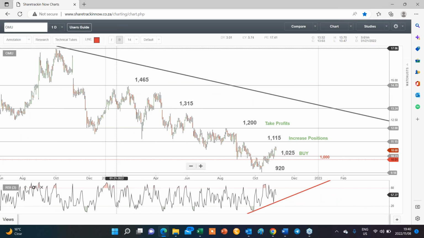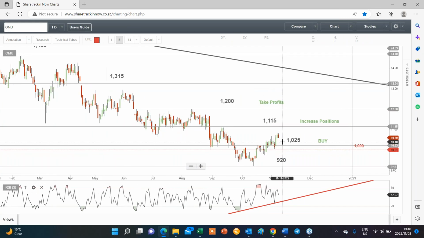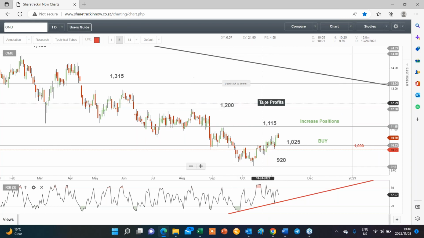Okay, and then the last one is M. That already gave us a buy signal at 10.25 with the stop loss at 10. But it's kind of pulled back. If it forms a green candle above 10.25, then that should give you a nice buy signal, and you could increase positions at 11 Rand 15, and then take profits at 12 Rand. So wait for the green candle to form above that.